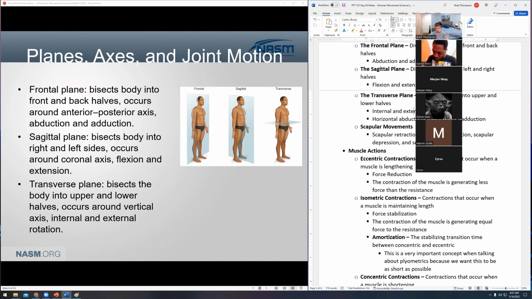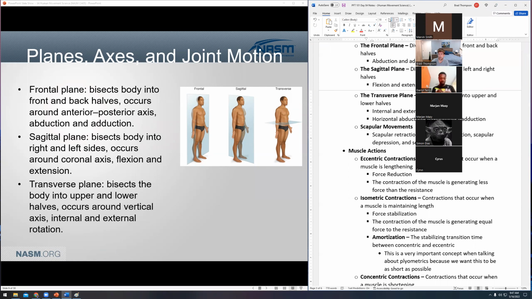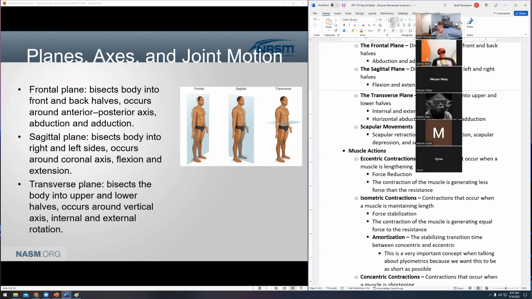I'm not super worried about those movements this module, but I do want you to definitely be familiar with these three planes of movement. Sagittal, right? Frontal and transverse. Yeah, what's up, Marvin? Since there's horizontal adduction and abduction, is there such a thing as a vertical adduction and abduction, or is that just normal adduction, abduction? That would be just normal adduction, abduction. Okay. Yep, good question.